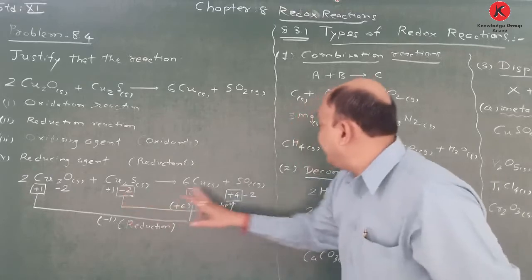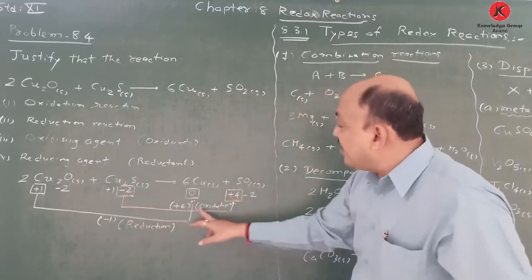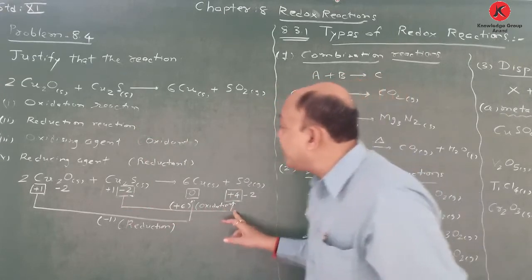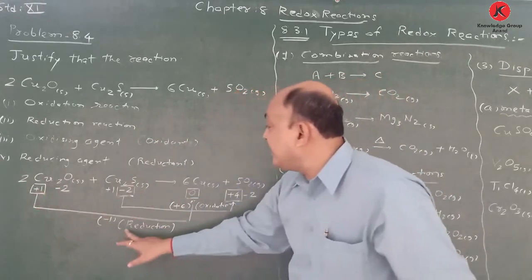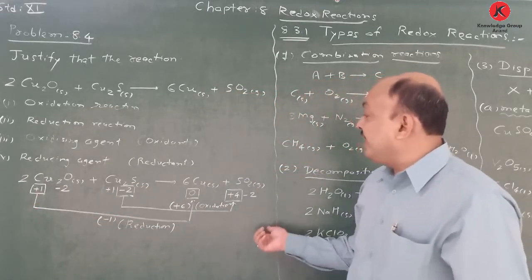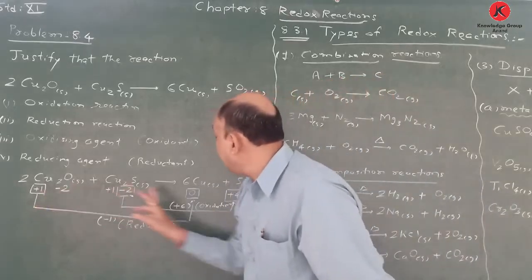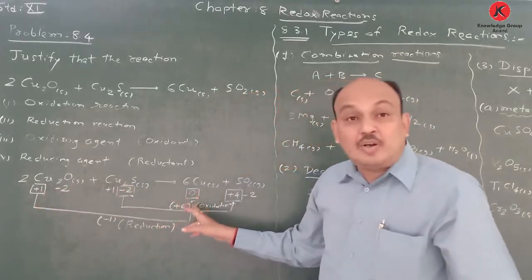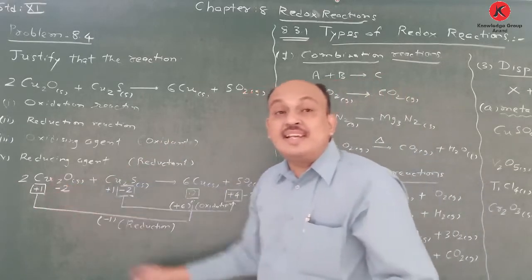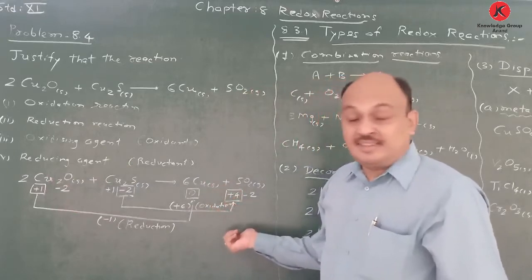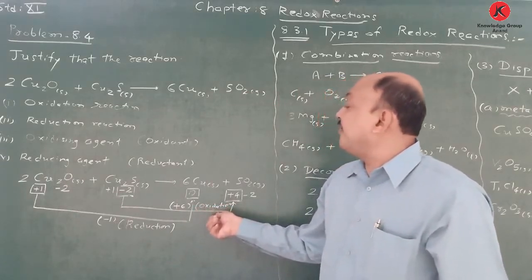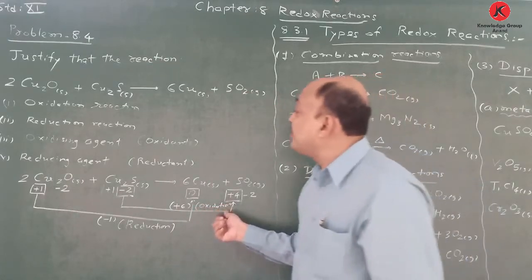So Cu2S gives SO2 gas. It is an oxidation reaction. So the first answer is this. The +1 to 0 is considered a reduction reaction. And which one is the oxidizing agent? Looking at +1 to 0, electrons are added here, and therefore Cu2O is considered the oxidizing agent. And -2 to +4, here oxidation occurs, therefore it is considered the reducing agent.